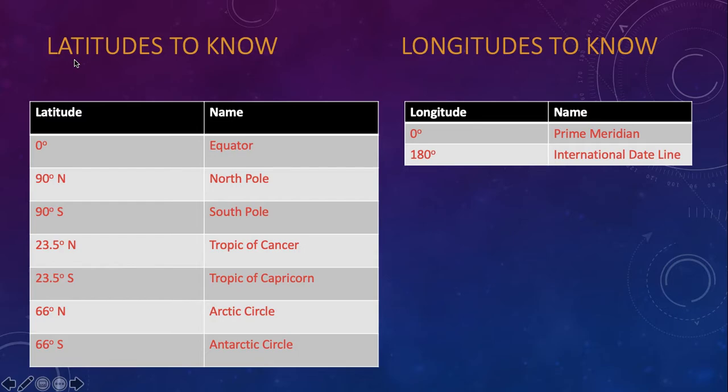Longitudes to know, I've just got 2 for you. 0 degrees longitude is the prime meridian, and then 180 degrees longitude is the international date line. So longitude goes from 0 to 180. Latitude only goes from 0 to 90.